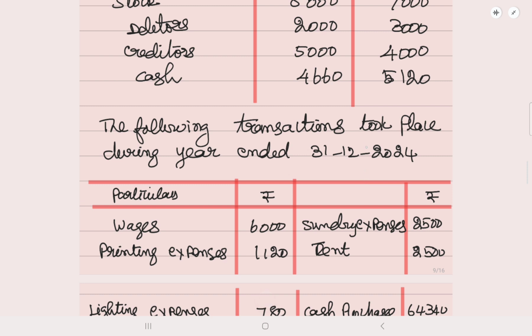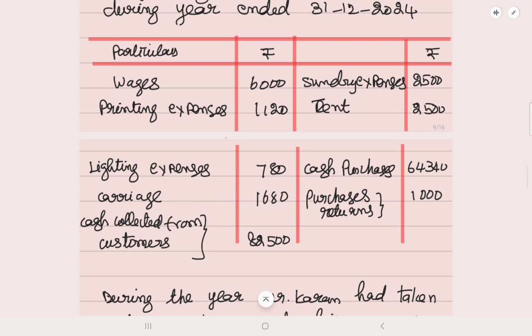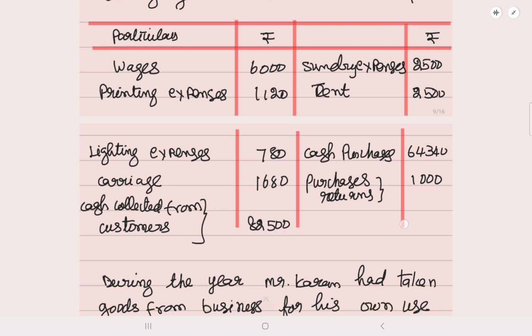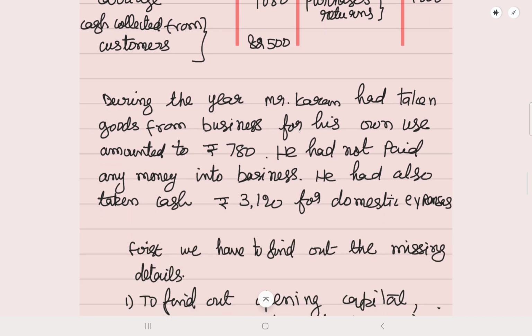The following transactions took place during year ended 31/12/2024. So wages 6,000, printing expenses 1,120, lighting expenses 780, carriage 1,680, cash collected from customers 82,500, sundry expenses 2,500, rent 2,500, cash purchases 64,340, purchases returns 1,000. During the year, Mr.